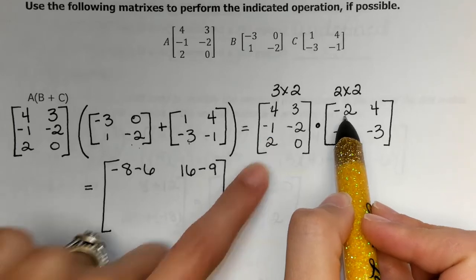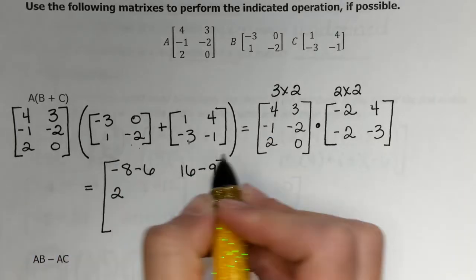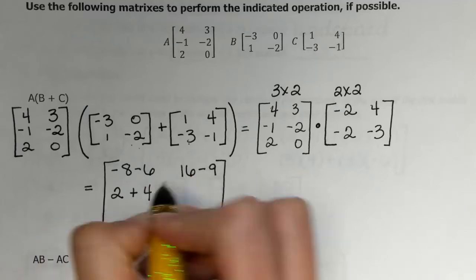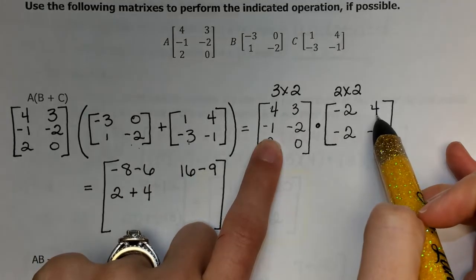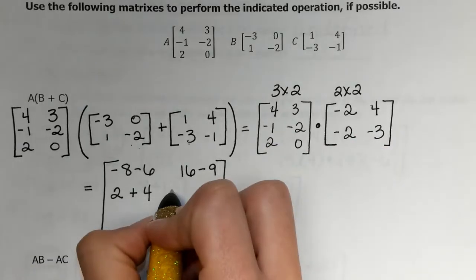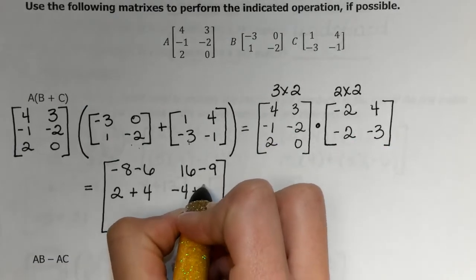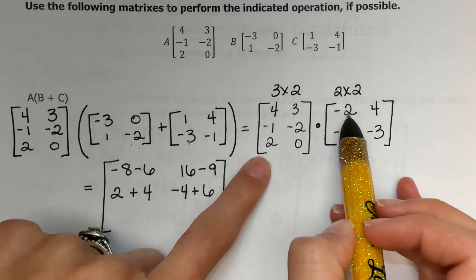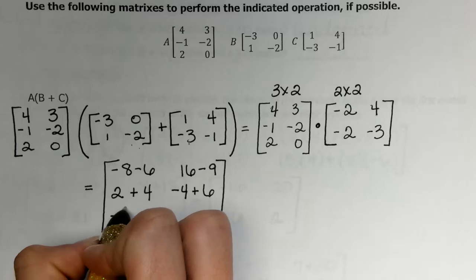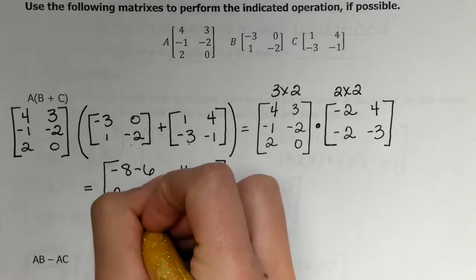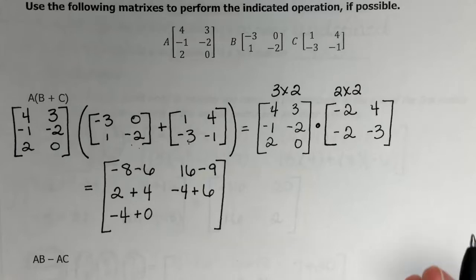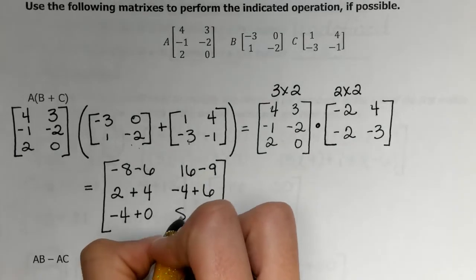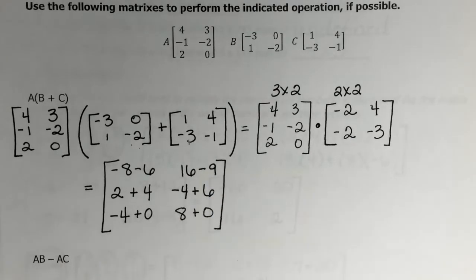Negative 1 and negative 2, 2, and then plus 4. And then negative 1, 4 gives me negative 4 plus 6. Two times negative 2, negative 4. Then I'm going to have a 0. You can write the 0 or you don't have to. Okay? And then I'm going to have 8. Again, you can write the 0. You don't have to.